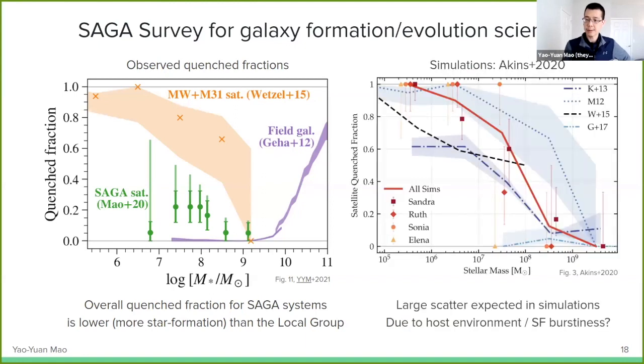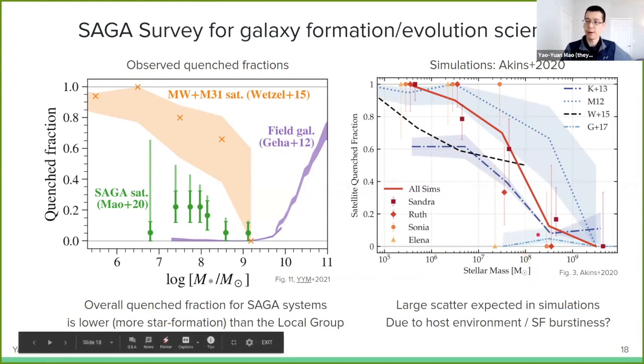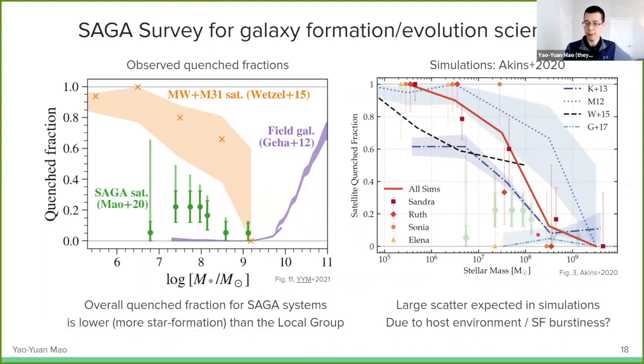We have been working with people running hydrodynamic simulations to compare our data with predictions from hydrodynamic simulations. This is one example from Akins from the ELVIS group of the hydro simulation. As you can see, the SAGA data actually lie in between some of their simulated data. One of their simulations goes from here to here, the other goes from here to here. So maybe different hosts actually produce systems with very, very different quench fractions in their satellite population.